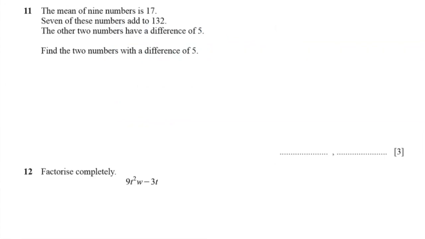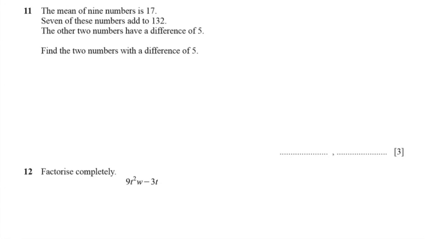The mean of 9 numbers is 17. Okay, so how do you find the mean? You add all the numbers together to get the sum, then you divide by how many there are, you divide by 9, and you end up with 17. 7 of these numbers add to 132. We're interested in adding all the numbers together, and the other 2 numbers have a difference of 5. What are the 2 numbers with a difference of 5?